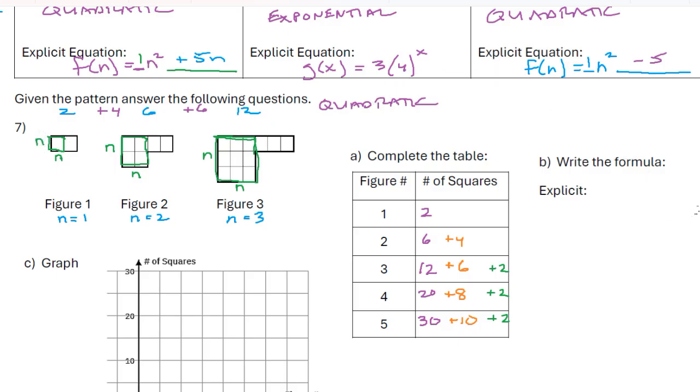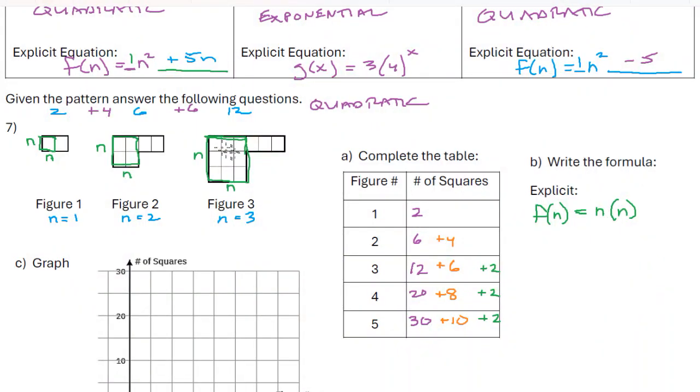So the first thing we see in our explicit function, we're going to go ahead and write, usually we do these, we can just write f of n. That's typical. It's not telling us which function letter to use. So f of n equals n times n. There's our length times width of this square right here.